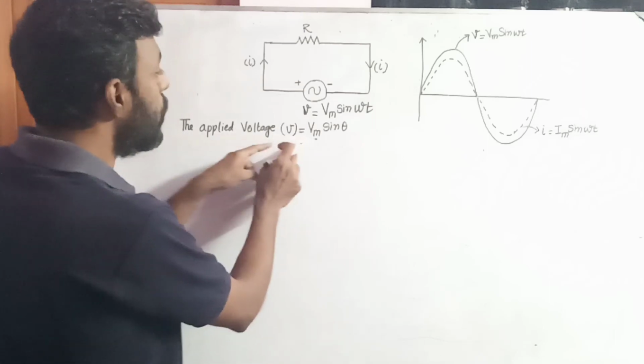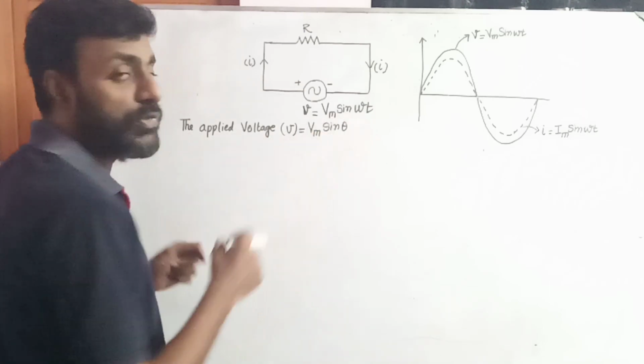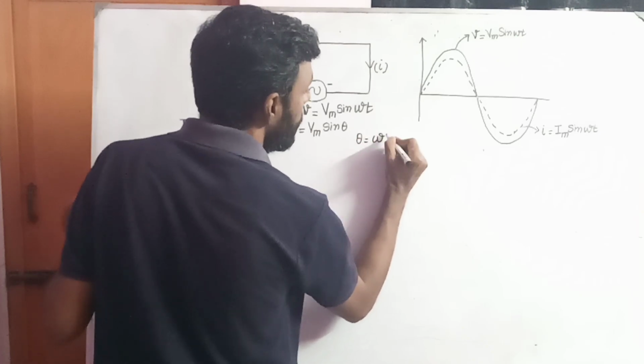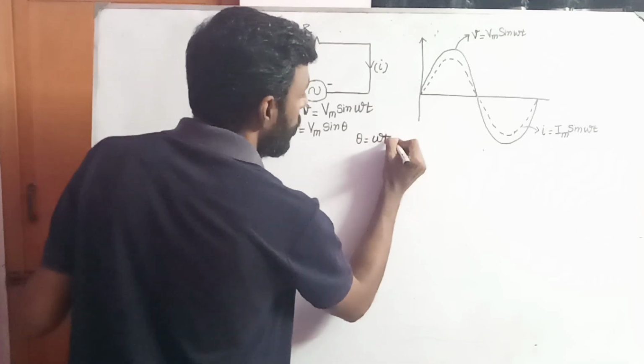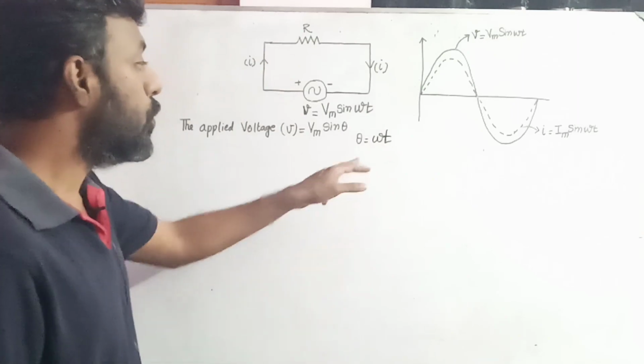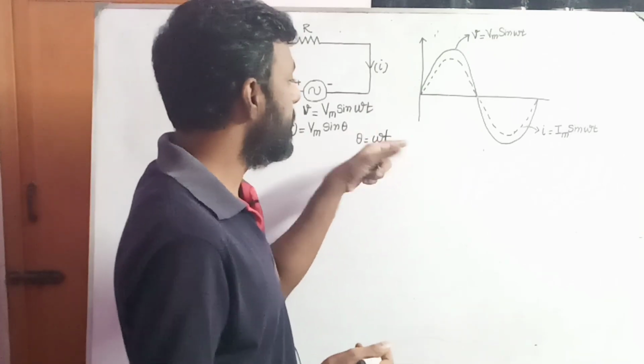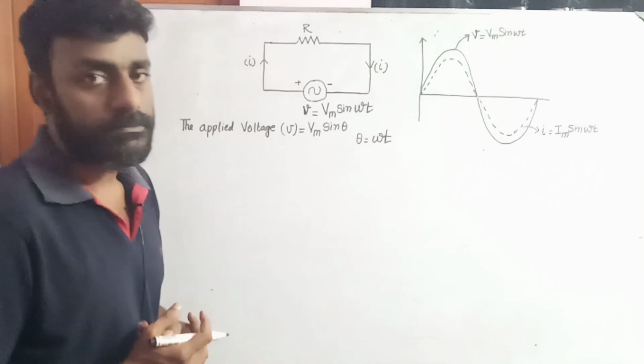So the applied voltage v equal to Vm into sine theta. We know that theta equal to omega into t. This is the formula for finding theta: omega into t, where omega is the angular velocity and t is the time, right?